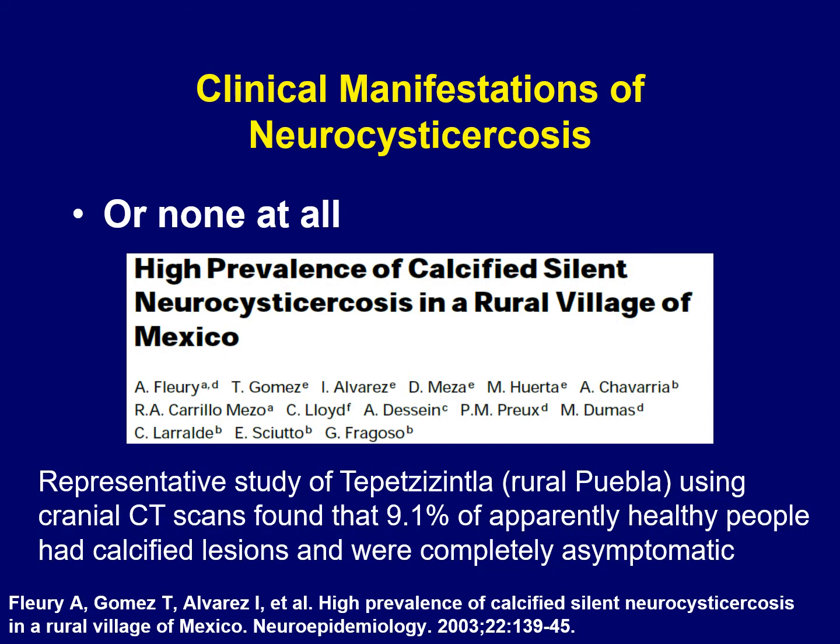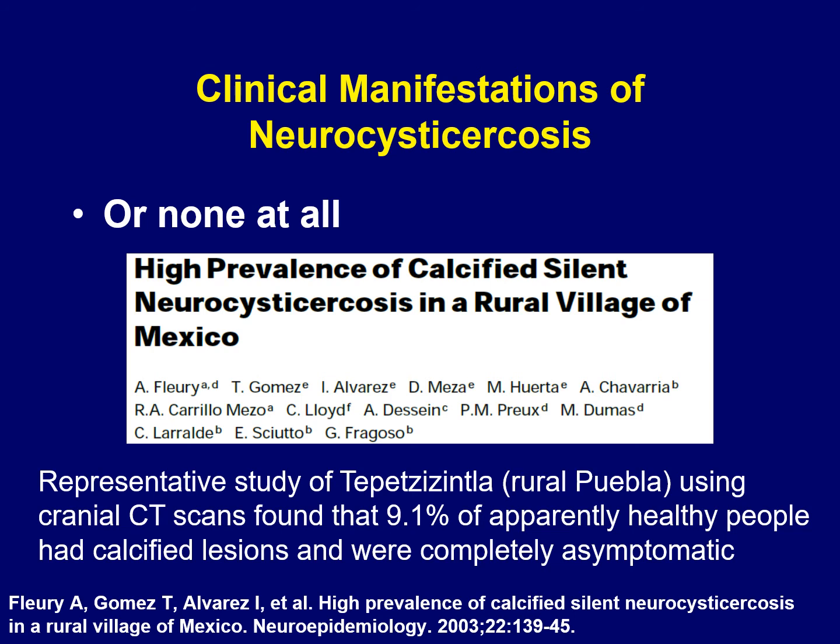Interestingly, neurocysticercosis can also cause no symptoms at all. These larval cysts that are set up in the brain can be completely asymptomatic. So we have very, very different ends of the spectrum where neurocysticercosis can cause seizures and even epilepsy, really chronic neurological symptoms, or it can be completely silent.